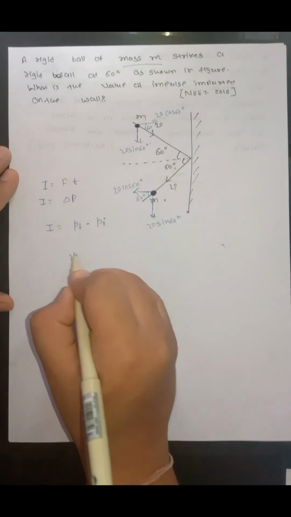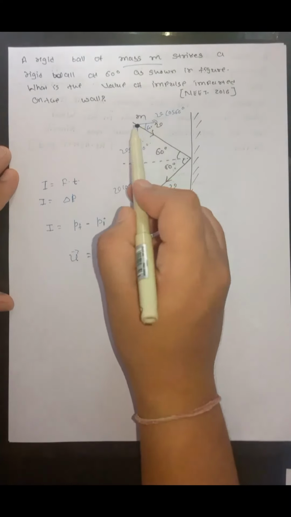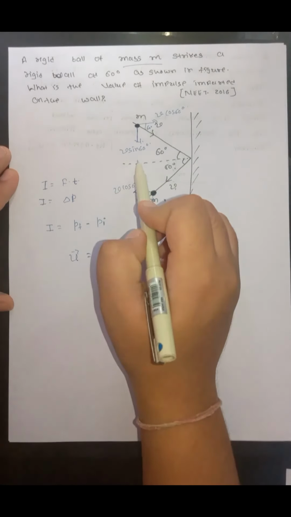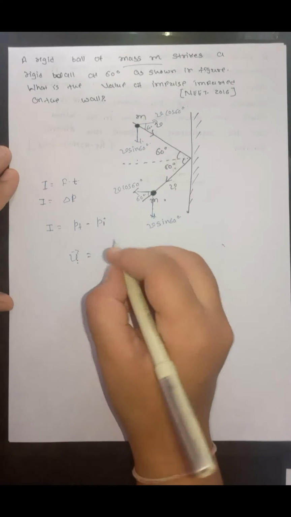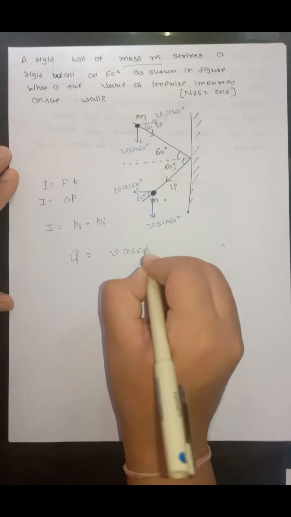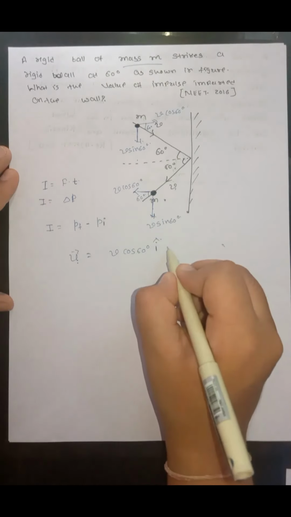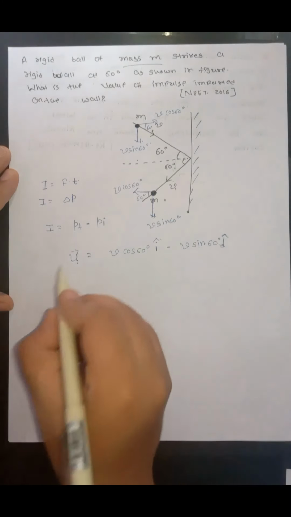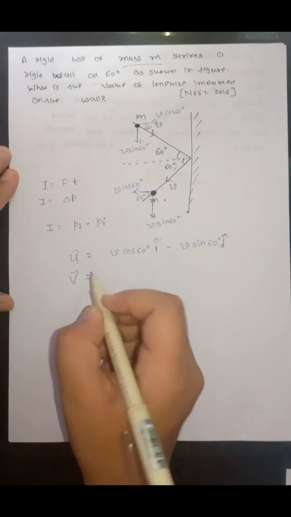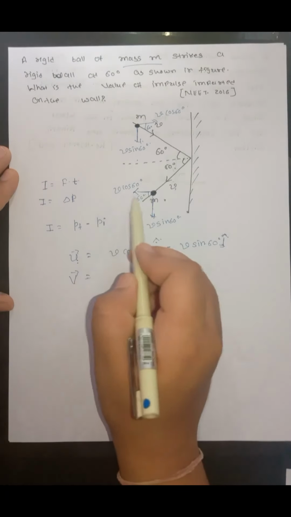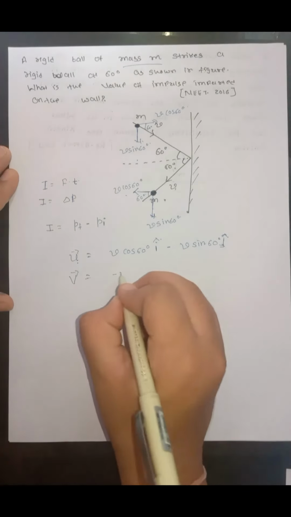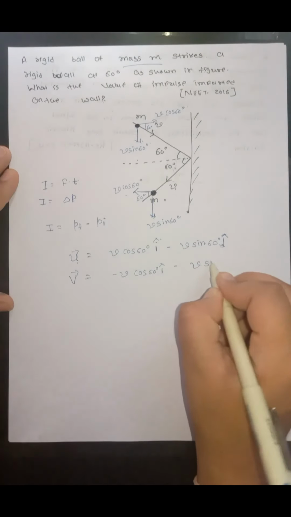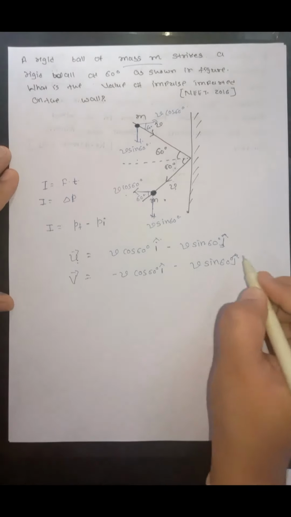So the initial velocity is given by taking this direction as positive, this as negative, upward as positive and downward as negative. The initial velocity can be written as V cos 60 degrees i cap minus V sin 60 degrees j cap. In the same way, the final velocity: this V cos 60 degrees is along the negative x direction, so minus V cos 60 degrees i cap minus V sin 60 degrees j cap.